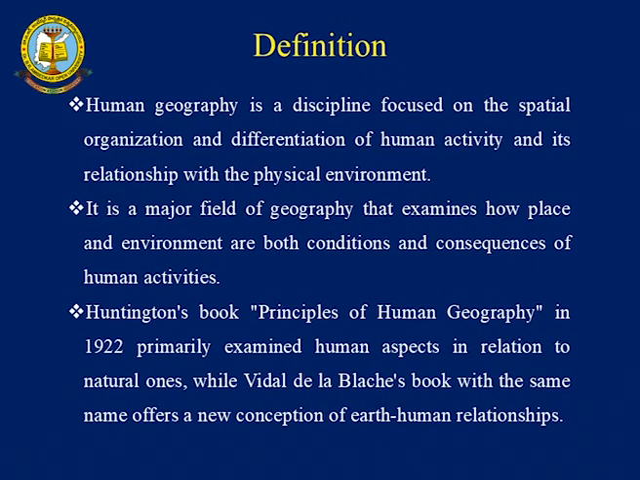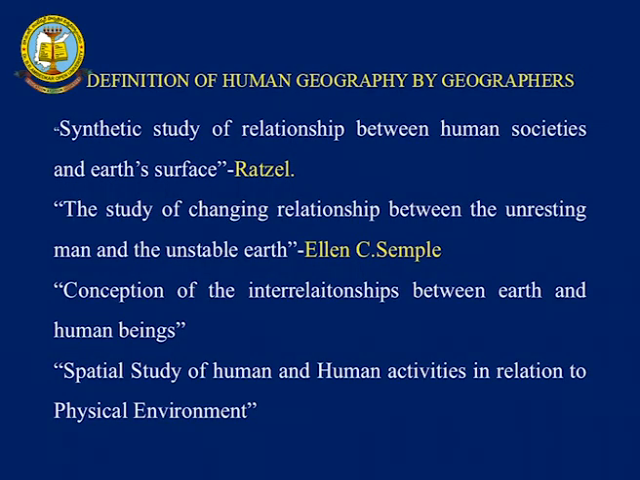Now we can define human geography like this: it is focused on the spatial organization as well as the differentiation of human activities and their relationship with the surroundings. This definition has been given by scholars differently. One scholar has said that human geography is the study of the relationship between human societies and the earth's surface, and another geographer, Ellen Churchill Semple, has given the definition like this: the changing relationship between the unresting man and the unstable earth.